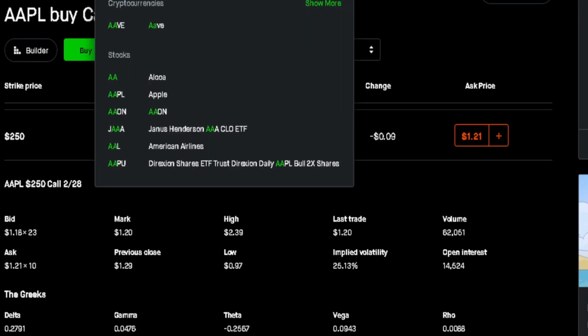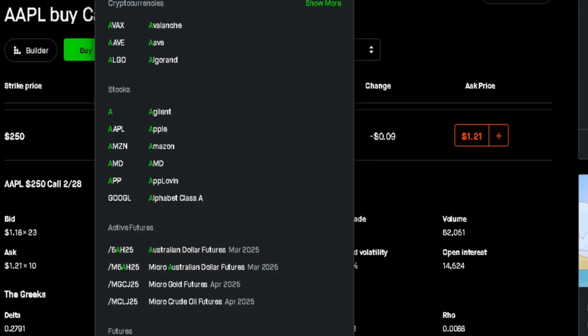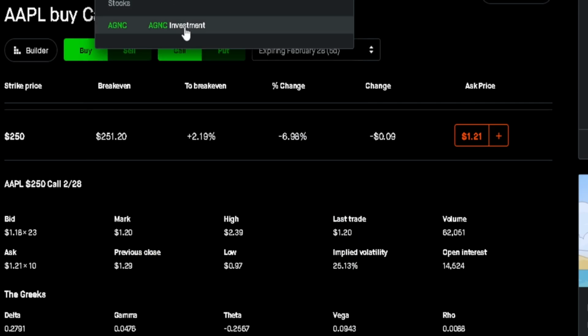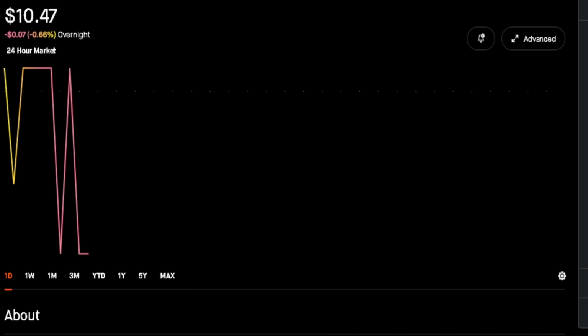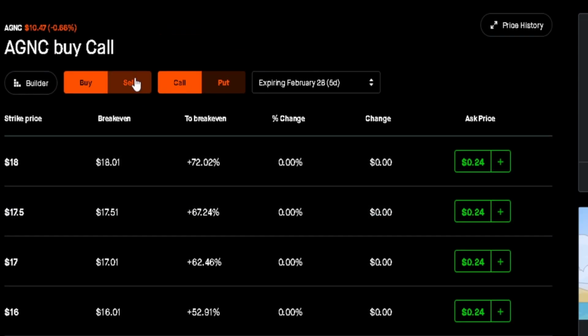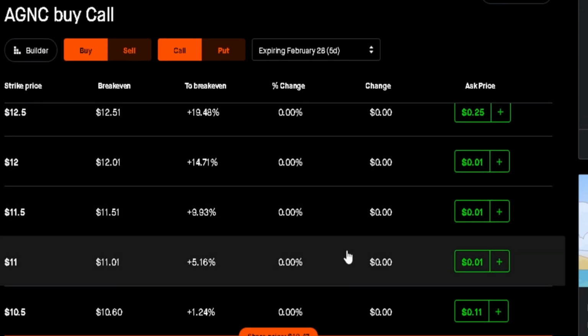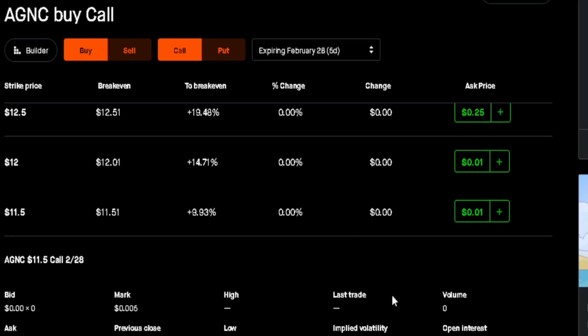Now if we go to another company like AG&C, which is a REIT company, you can see here when you go to the options chain that it has much less. So same expiration date, February 5th. The $11.50 call has 0 volume and 0 open interest. So chances are you would not be able to trade this option. So next I'm going to be talking about implied volatility. You'll be able to see it on this chart here.